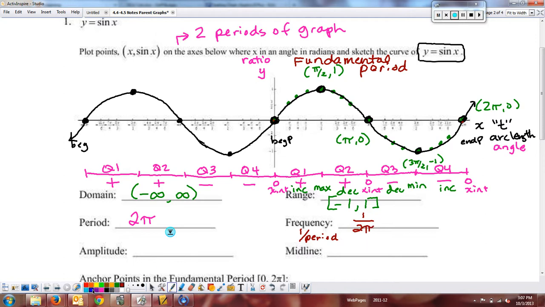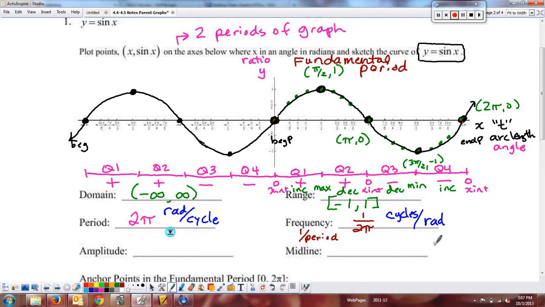Now, I like to add in an idea of units. Because I'm thinking of this as arc length or angle, our angles are in radians. I can think of this as how many radians per cycle. So you can see why I'm calling this a cycle. That's going to get repeated. And then over here, this is going to be cycles per radian.